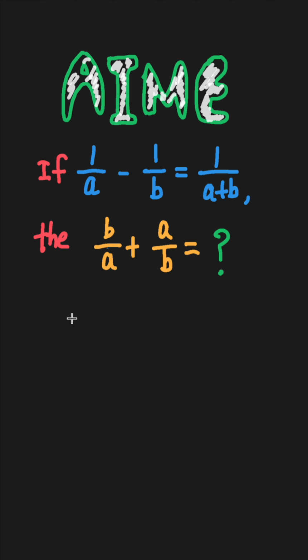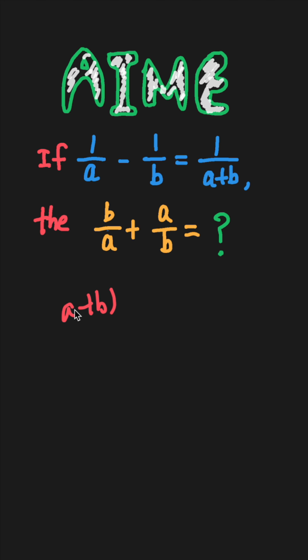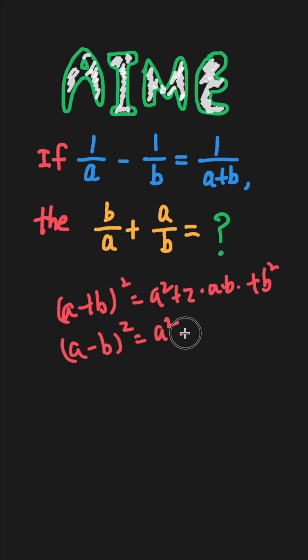The first trick is that you have to be very familiar with the formula of the perfect square. (a + b)² is a² + 2ab + b². And then (a − b)² is a² − 2ab + b².